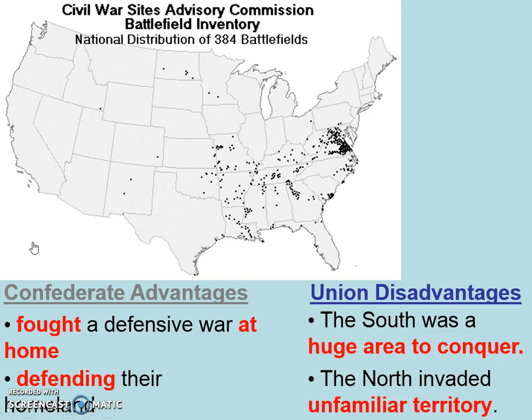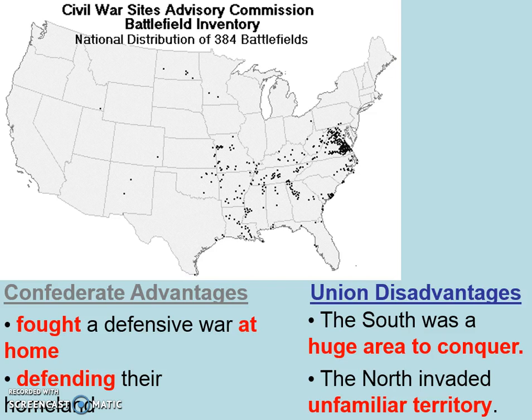We're also going to see in other ways parallels between the Confederates and the American Patriots and the Union and the British. But one big difference was the outcome. A Union disadvantage, like we said, was that they had to conquer a huge area. And just like the British 80 years before, they were invading unfamiliar territory.